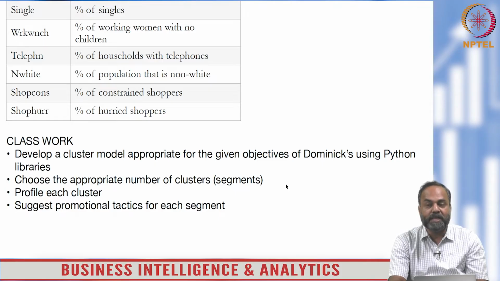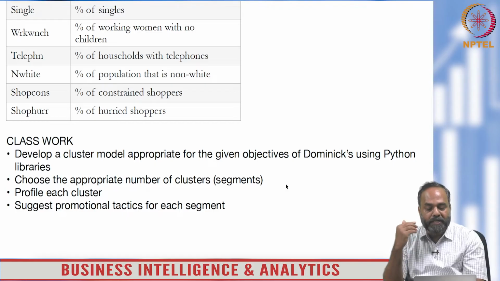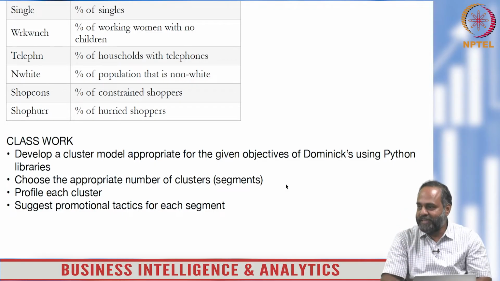Here cluster means store segments, for which the company wants to run certain promotions and suggest promotional tactics for each segment. So, objectives 1 and 2 are desk work.